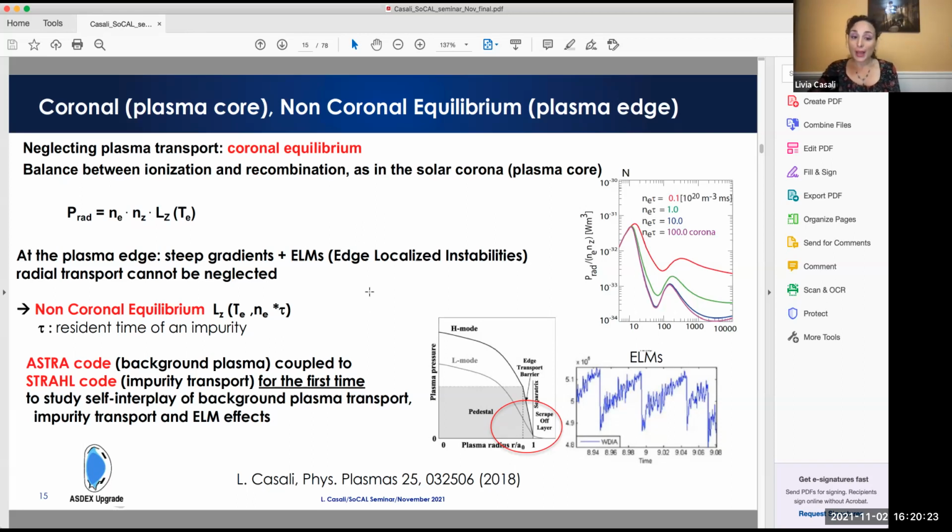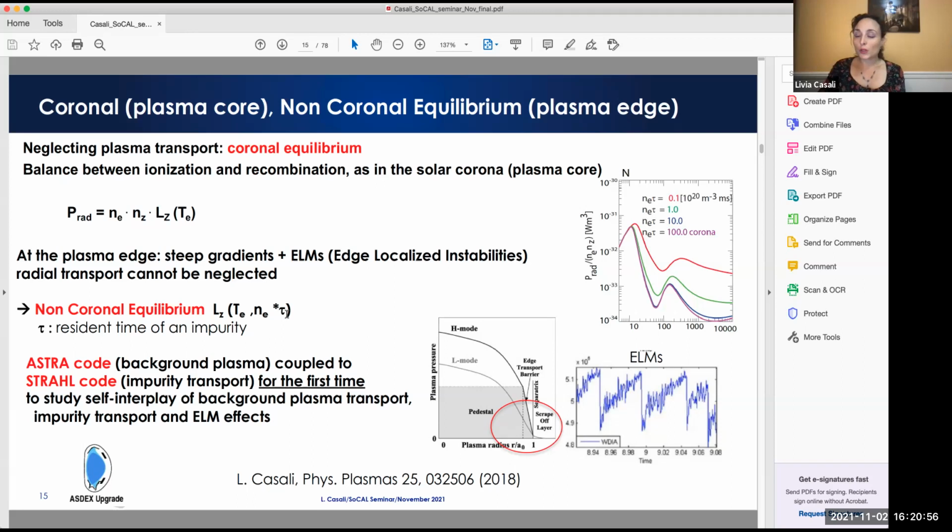However, at the plasma edge, where we have steep gradients, as we can see here, and we have the ELM, so this edge localized instability, which flushes out impurities and so on, we cannot neglect the radial transport. And therefore, we have a situation that we call non-coronal equilibrium, where L_Z is not only a function of T_E, but is also a function of N_E tau, where tau is the residence time for an impurity.